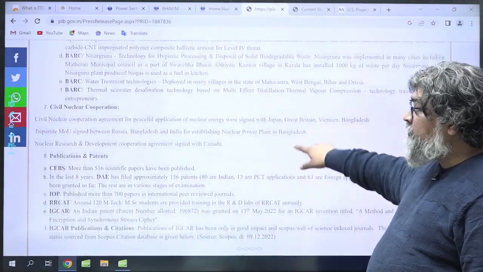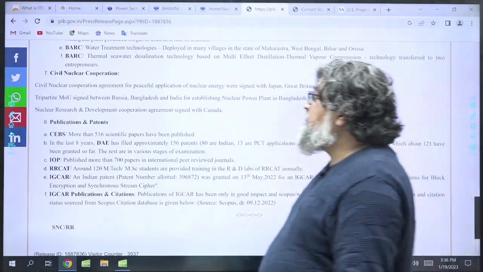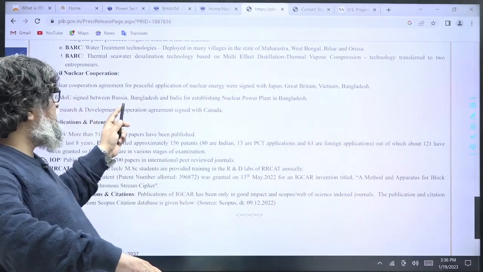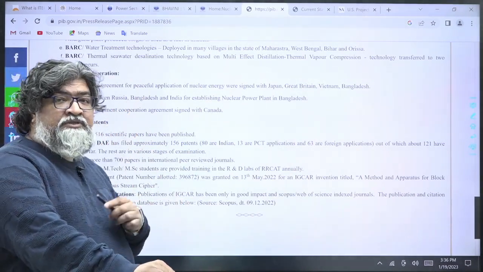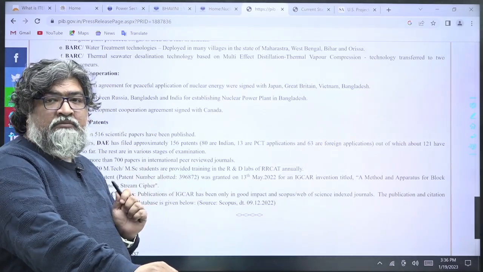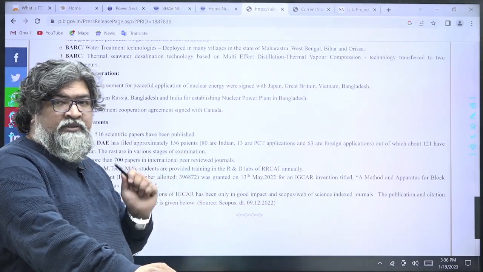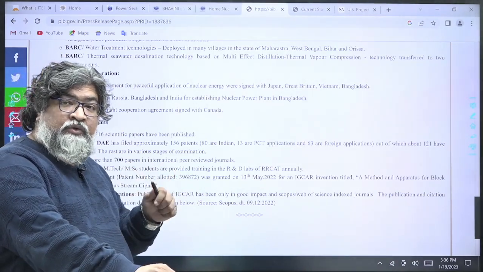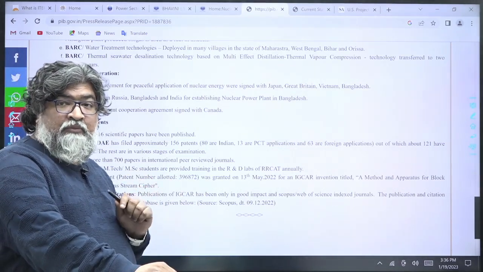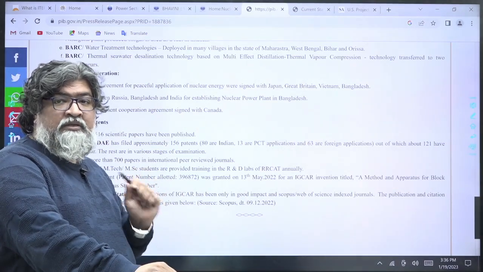And then thermal nuclear, this civil nuclear cooperation with other countries, like here what is given here, Memorandum of Understanding has been signed between India, Russia and Bangladesh. Bangladesh is going to have a nuclear park and India and Russia together will help building a nuclear reactor there. That is a part of nuclear commerce, a tripartite agreement MOU with three countries, India, Russia and Bangladesh.